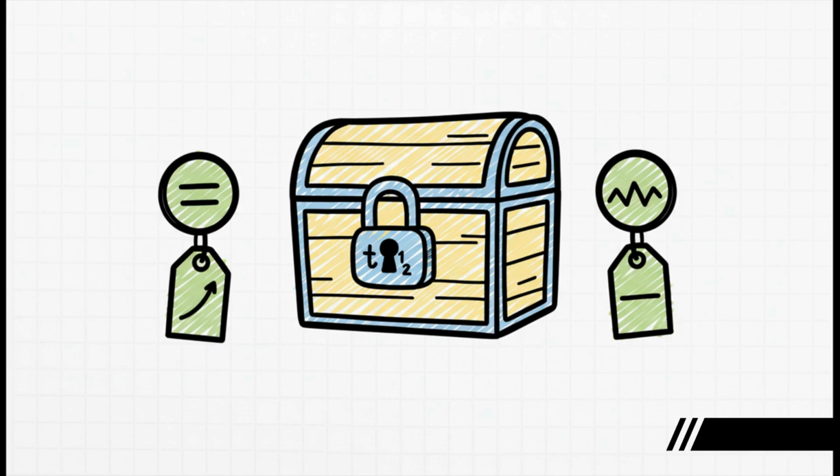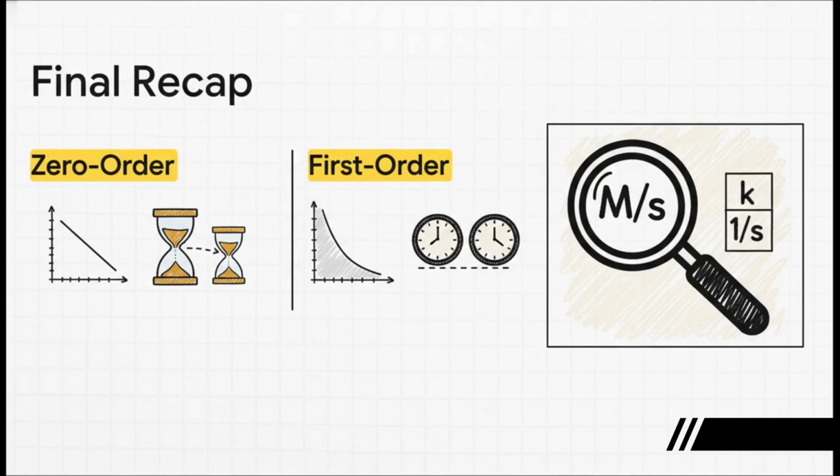That's it. That's the whole trick. So, let's do a final super fast recap. Ready? Zero order, straight line decay, and the half-life depends on how much you start with. First order, exponential decay, but its half-life is beautifully constant. And if you're ever stuck, just check the units of K for a quick and easy win.